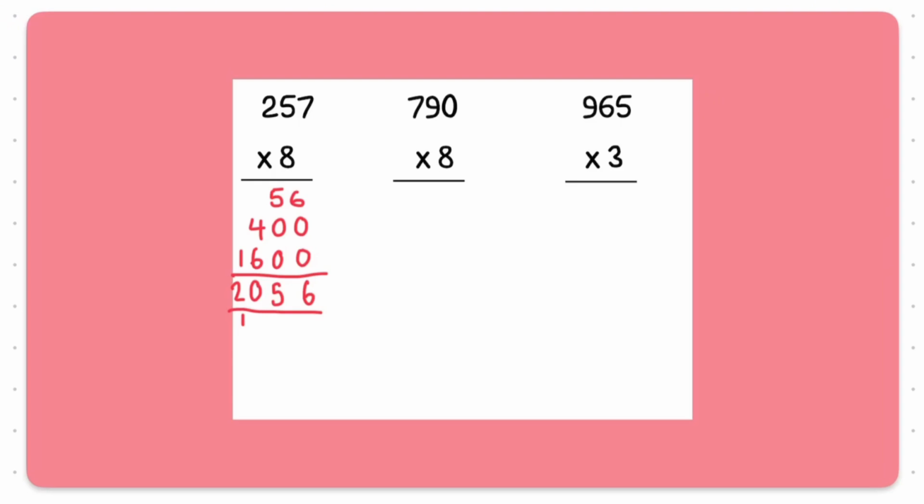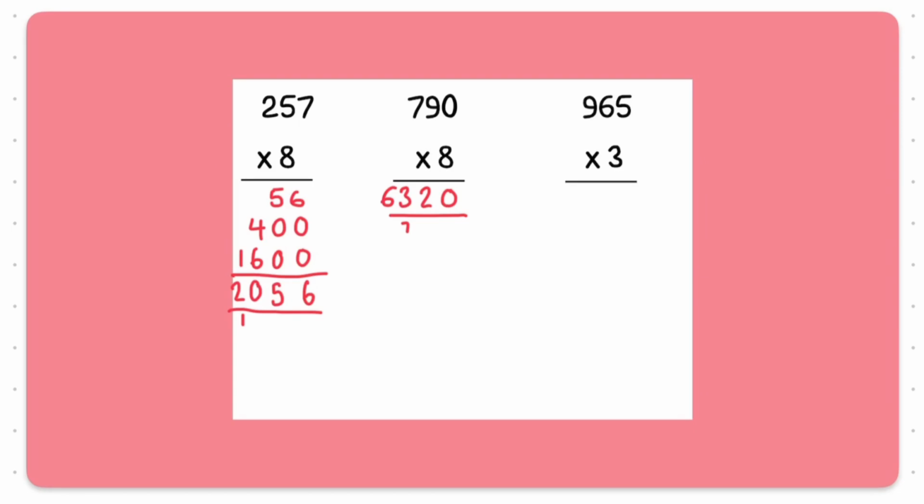Next question, 790 times 8. I'm going to do this in the short version instead of the long multiplication to show you both ways. 8 times 0 is 0. 9 times 8 is 72, so we put our 2 there and carry our 7. 8 times 7 is 56, plus the 7 is 63. So our answer is 6,320.